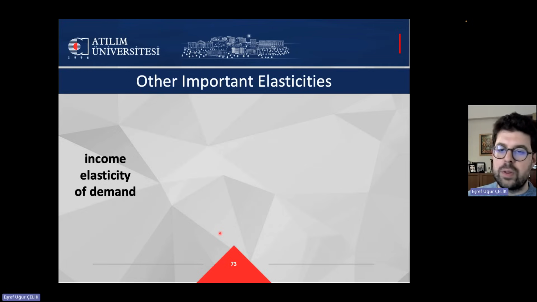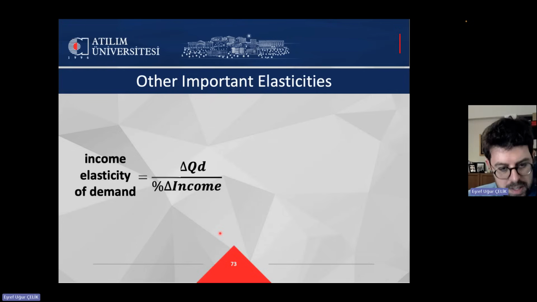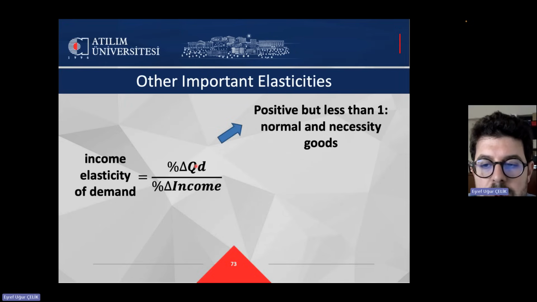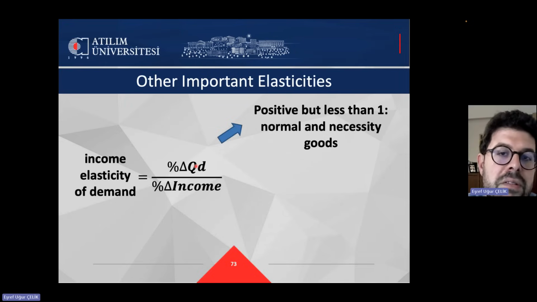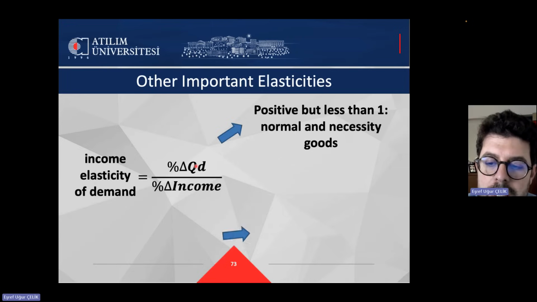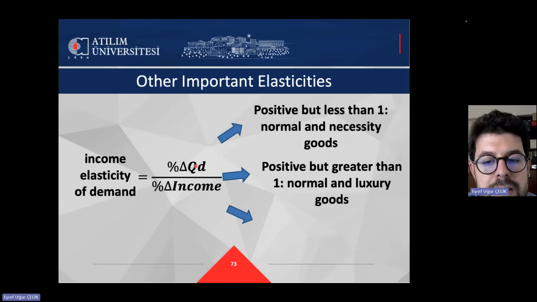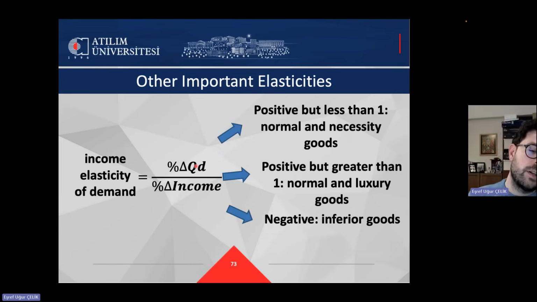We have three formulas on elasticities. The first one is what we talked about, price elasticity of demand. The second one is income elasticity of demand. That means when we change the income, how does the quantity demanded change because of the change of income? So we have three options. If you find the answer is positive but less than 1, that is called normal and necessity. The second one is positive and greater than 1, that is called normal and luxury goods. If you find the answer is negative, inferior goods. Okay.